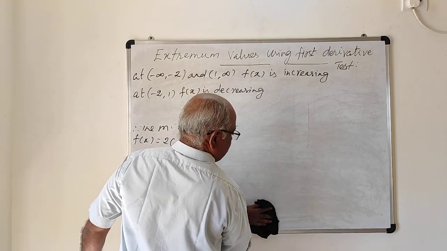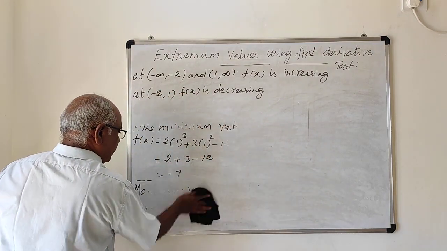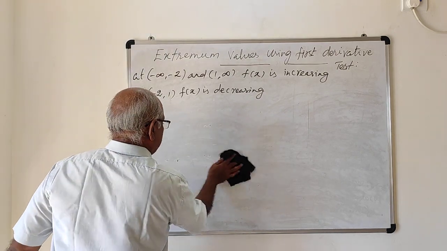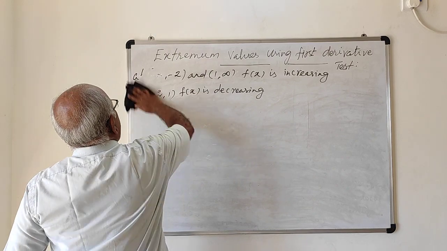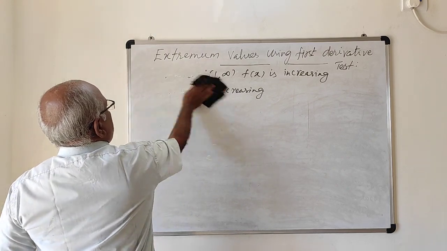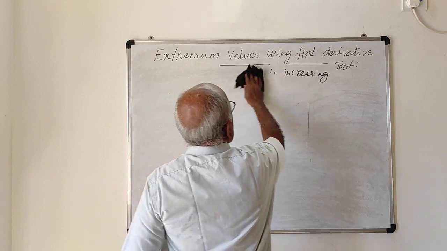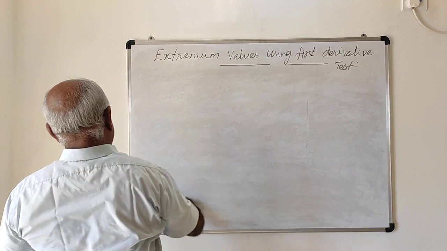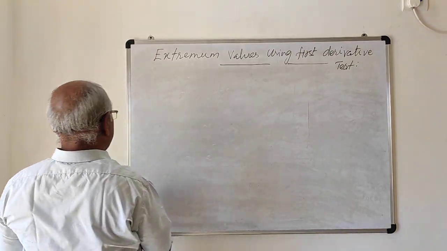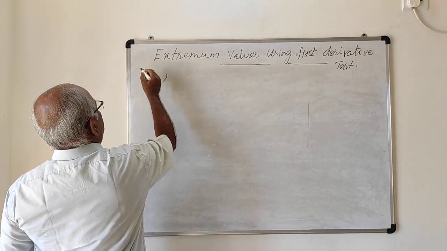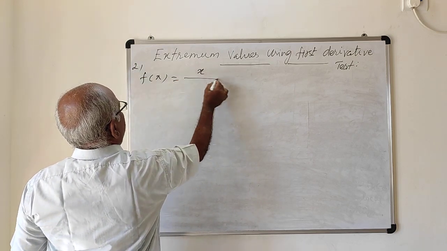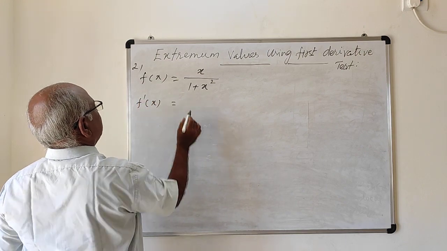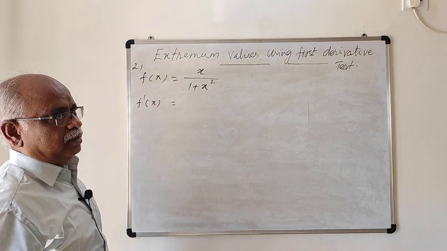Find the intervals at which the function is increasing or decreasing, and also find the extremum values of the given function. The function given is, second problem, f of x equal to x by 1 plus x square. You consider this function. What is f dash of x? F of x is x by 1 plus x square.